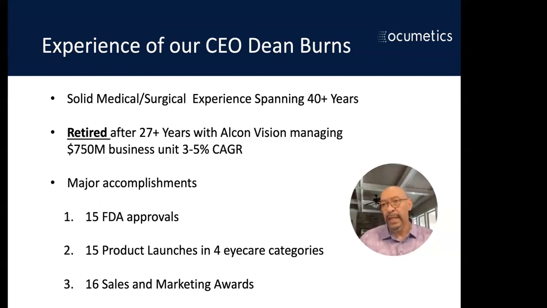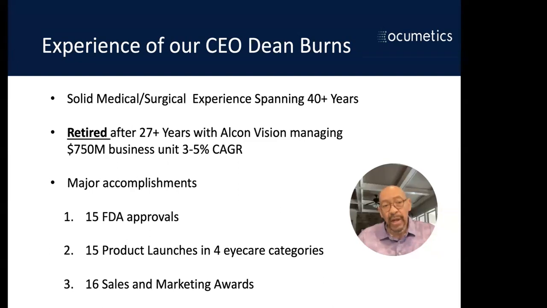I worked for an organization before coming over to Ocumetics, which was called Alcon Vision. They are the largest eye care company in the world. I spent almost 28 years of my career with them, and I retired in 2020 from them. And when I retired, my last assignment was a senior director role in cataract, where I was responsible for about $750 million worth of top line business, 65% gross margin on that business, and a 3 to 5% compounded growth rate with that. So I've had a very, very, very large portfolio.